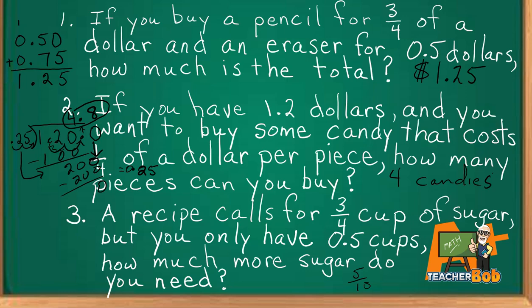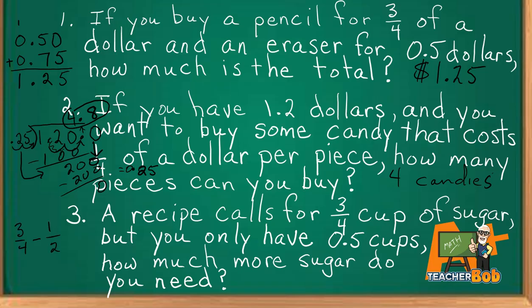Okay, and our final question asks us, a recipe calls for 3/4 of a cup of sugar, but you only have a half a cup, or 5/10 of a cup, decimal 0.5 cups. How much more sugar do you need? All right, so we need 3/4 of a cup, and we have a half a cup. So let's take that away.